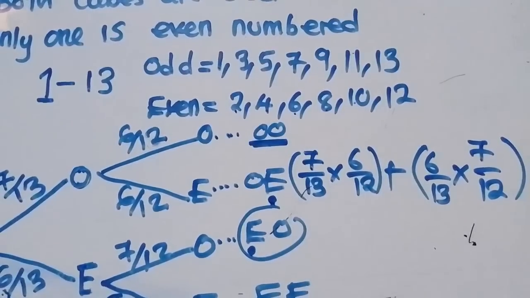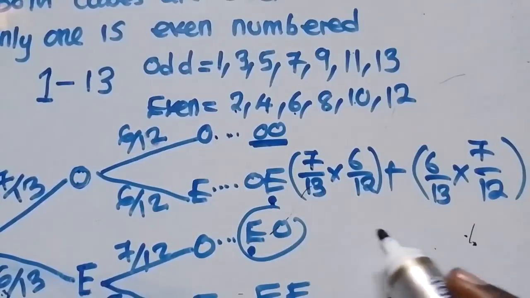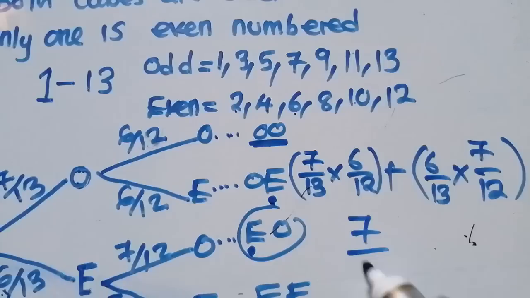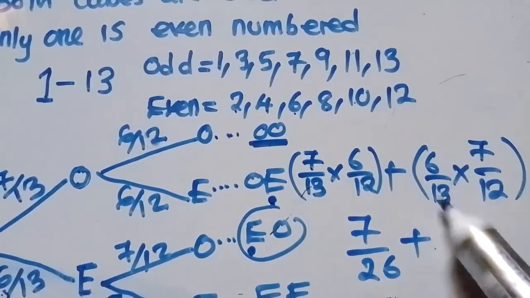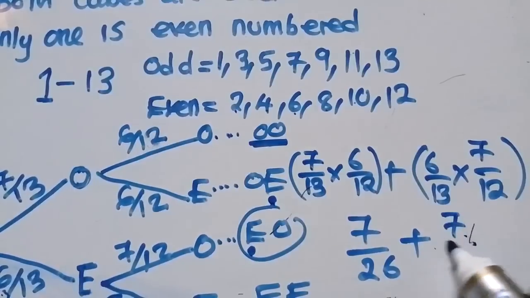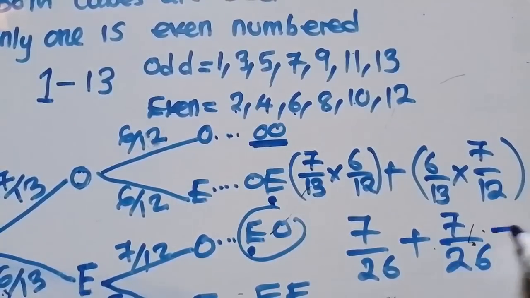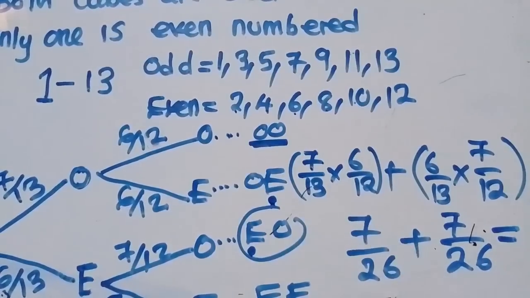So let me help you some. I say 7 over 13 times 6 over 12. This is what you're going to do. The answer is 7 over 26. 7 over 26 plus. Even here, when you multiply here, you're going to get 7 over 26. So add these two using your calculator. Then tell me the answer.